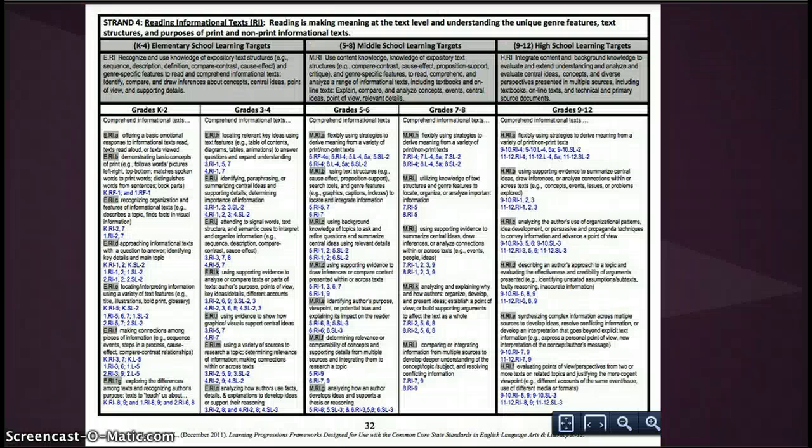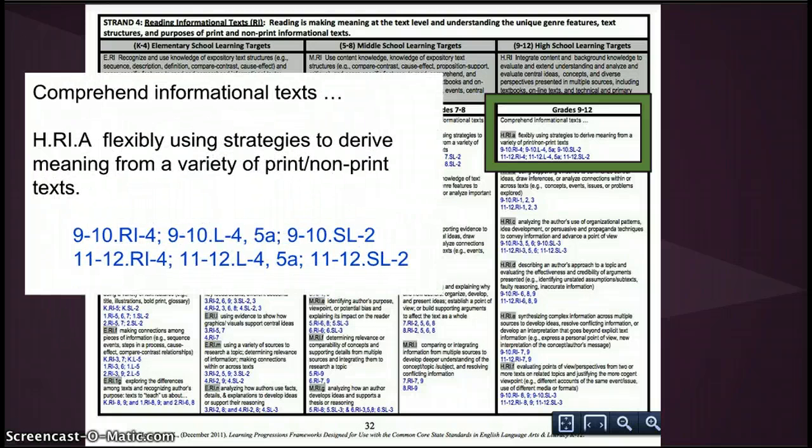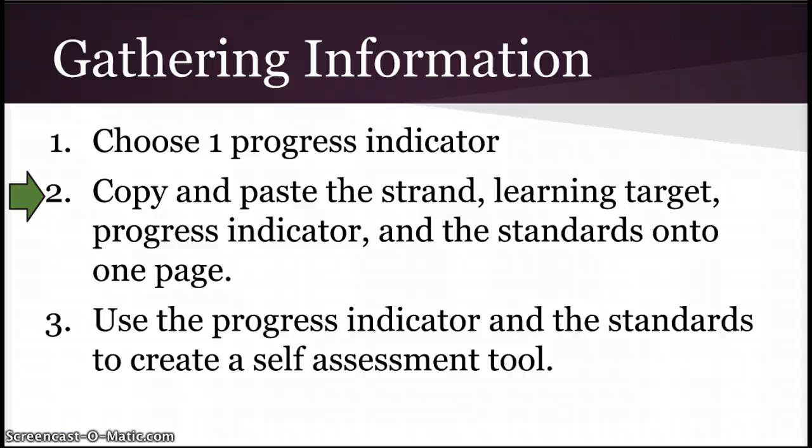I will choose High School, Reading Informational Text, Progress Indicator A. And here is how it reads. You might also note how the standards come from various Common Core strands. For grades 9-10, we will use Reading Informational Text, Standard 4, Language Standards 4 and 5A, and Speaking and Listening Standard 2. Next, I need to copy all of this information onto one page.